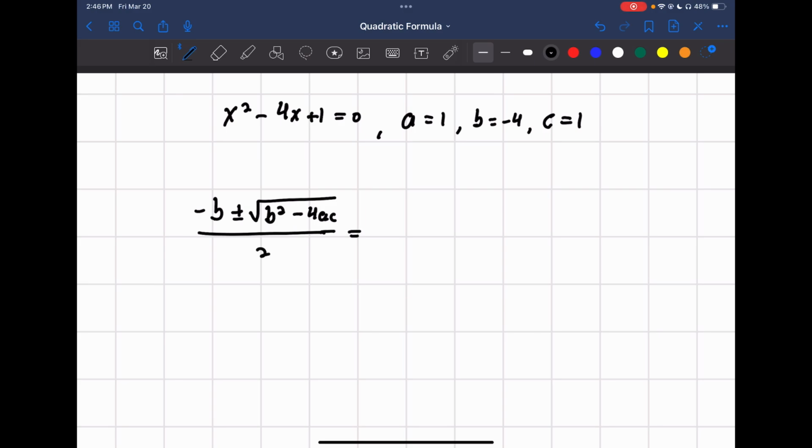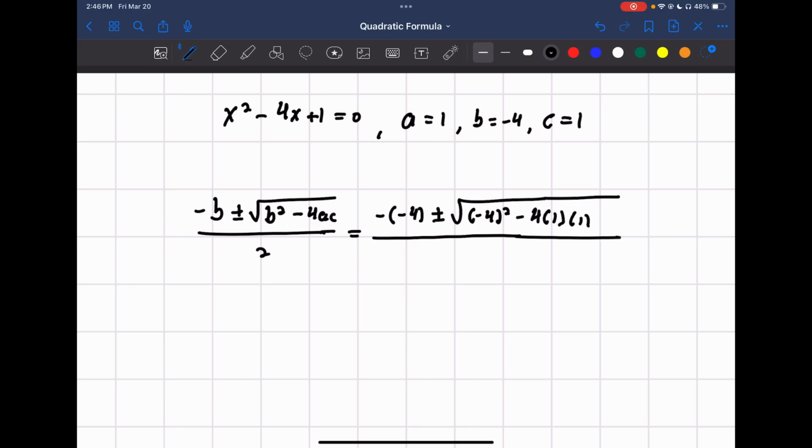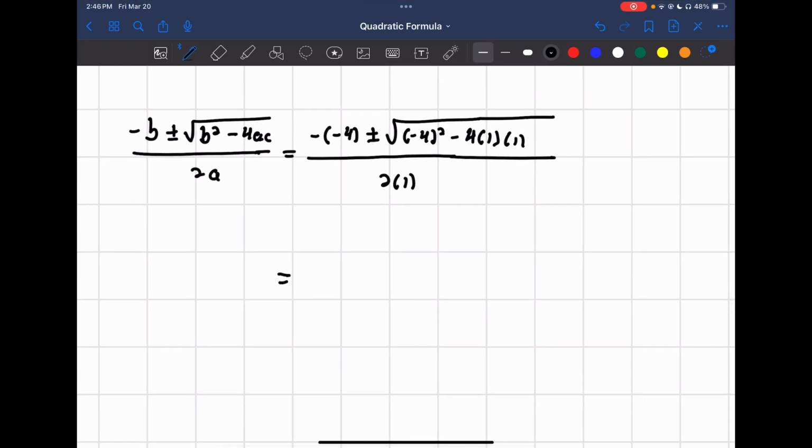And this is equal to, minus negative 4 plus or minus the square root of negative 4 to the power of 2 minus 4ac, and then 2a, so 2 times 1. And then now let's just solve for everything. So minus negative 4, so plus 4, plus or minus the square root of 16 minus 4 over 2.